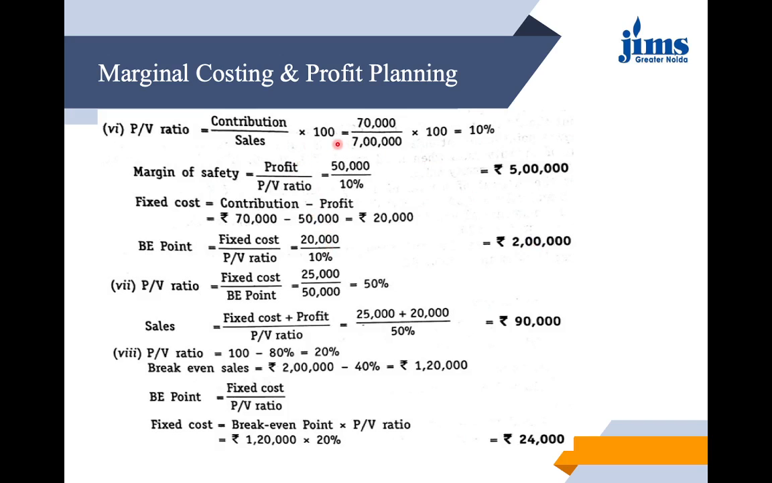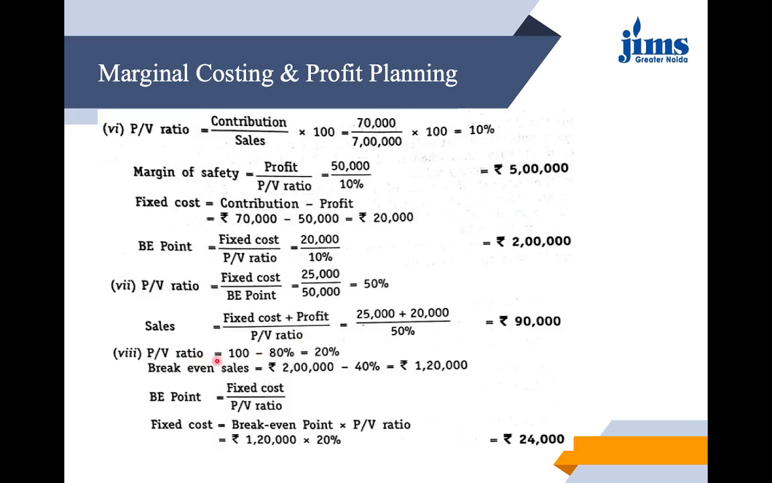We can see that contribution upon sales into 100 formula is used to find out the PV ratio. From there, margin of safety can be calculated as rupees 5 lakh. Fixed cost can be calculated by subtracting profit from contribution, and BE point as 2 lakh rupees. In the next part, fixed cost is given as 25,000, break-even point as 50,000. From there, we can find out our PV ratio as 50%, and then we can use the further information to obtain the sales as 90,000.